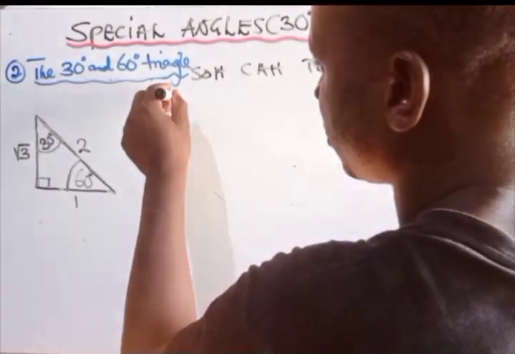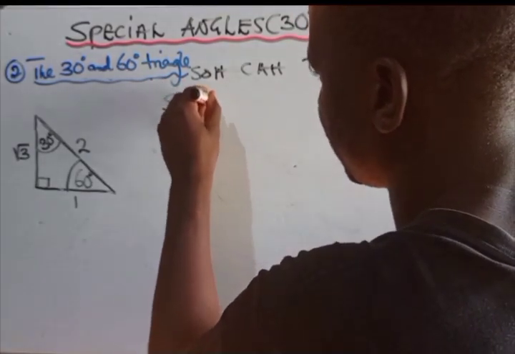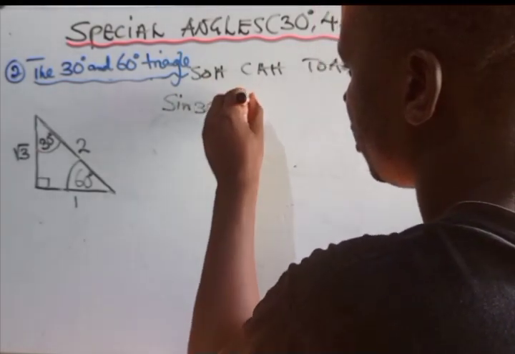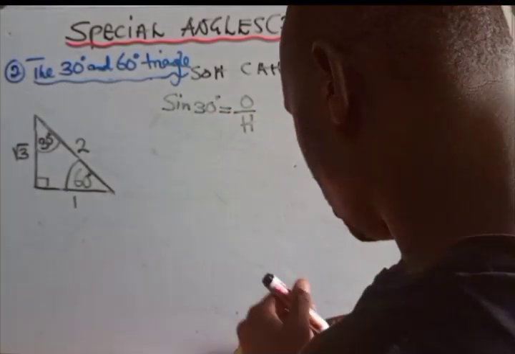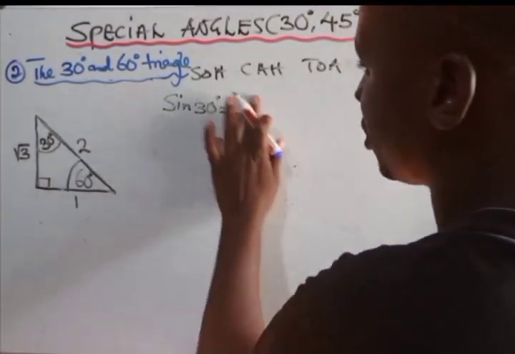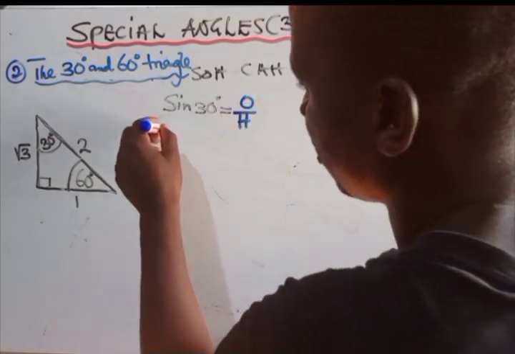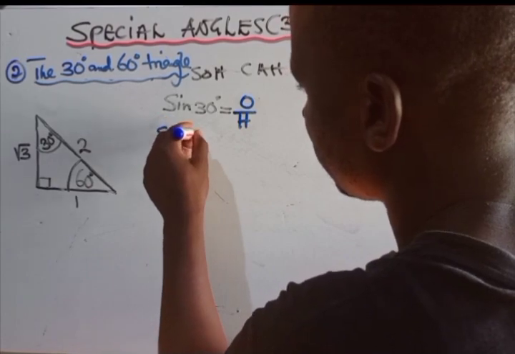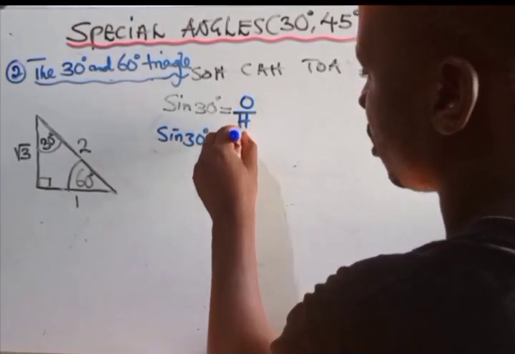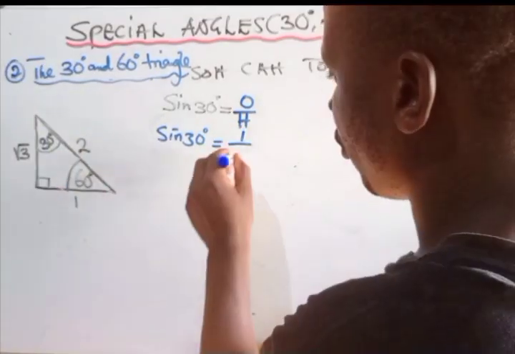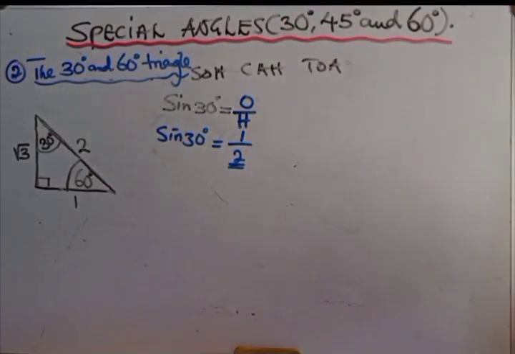We'll start with sin 30. It is opposite over hypotenuse. So sin 30 is equal to, the opposite of 30 is 1, and the hypotenuse of this triangle is 2. So sin 30 is equal to 1 over 2.